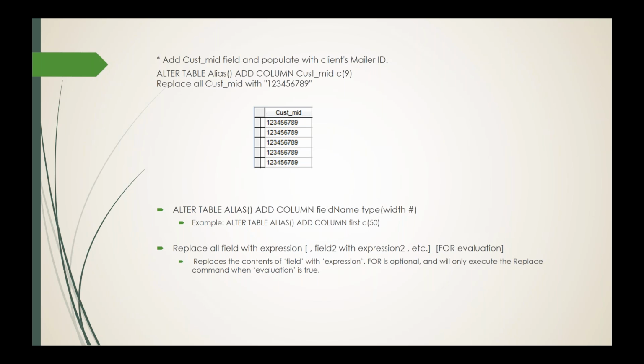So let's say you have a script running and you want to add a particular mailer ID for that specific script. Well, using this command, the very first thing we're going to do is add that column. So using our alter table command, we alter table alias, add column cust MID, and that's going to add a customer mail ID field, which is a character field, and it's nine characters in length. And we're going to replace all of that customer mailer ID field with just 1, 2, 3, 4, 5, 6, 7, 8, 9, and I've enclosed that in quotes, so it's just replacing that field with static text. That's all that's going into that field.